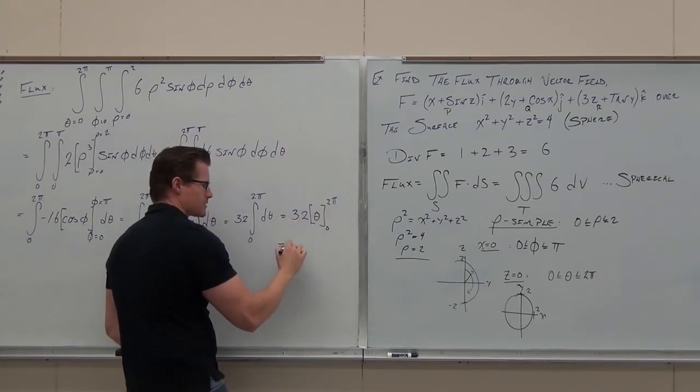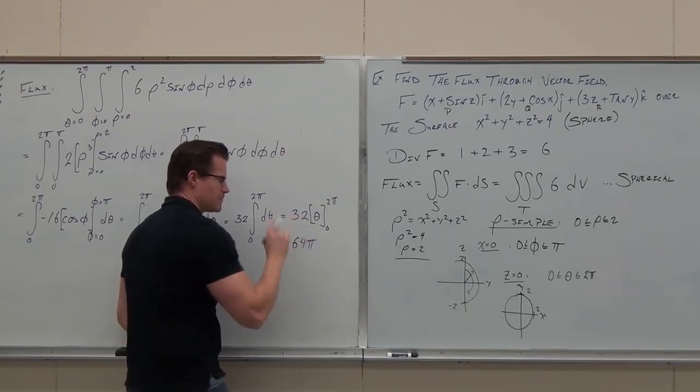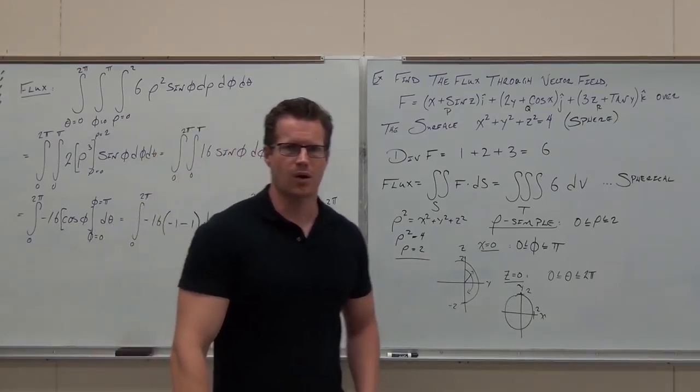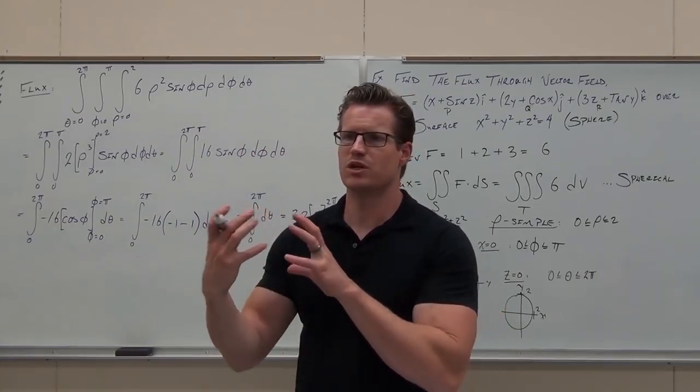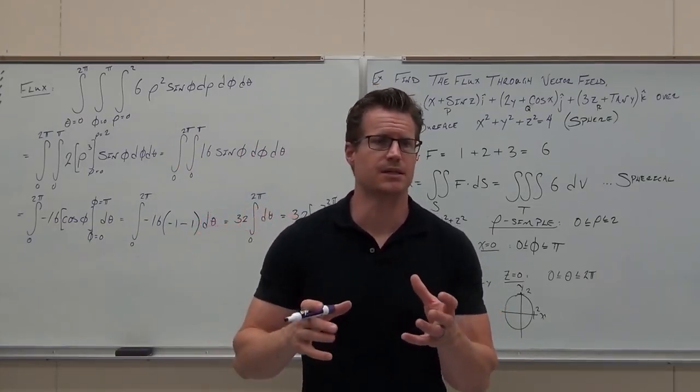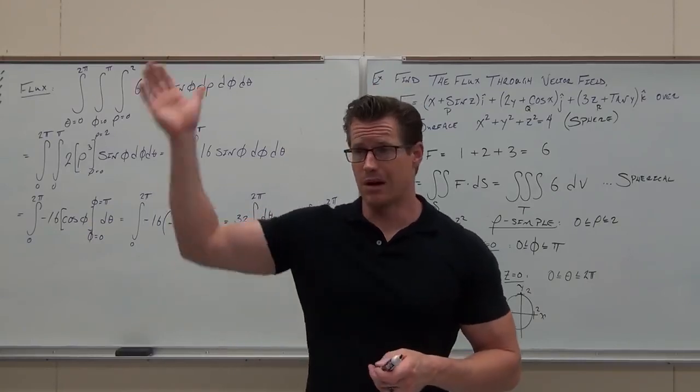How much is our final answer? 64 pi. The flux across the ball of that vector field is 64 pi cubic units per unit of time. That's the idea here. That's what's happening. Show of hands, feel all right with that one?